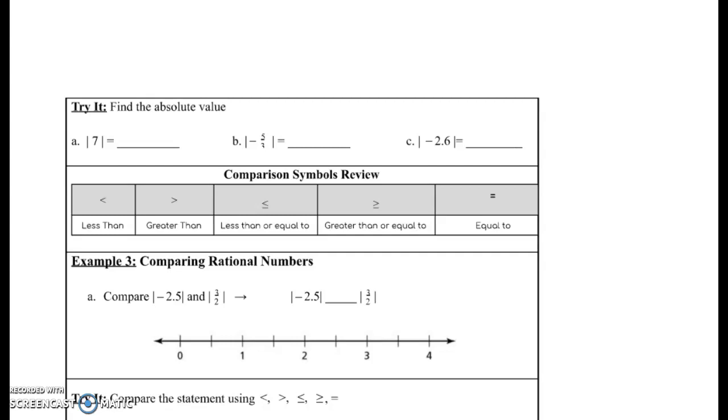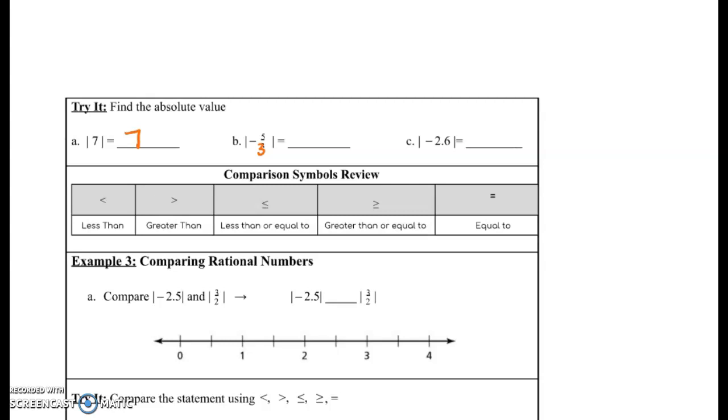All right, let's go over the triads. So the absolute value of 7 means just find the positive version of 7. So this is just 7. The positive version, and this is a 3 on the bottom, I apologize.